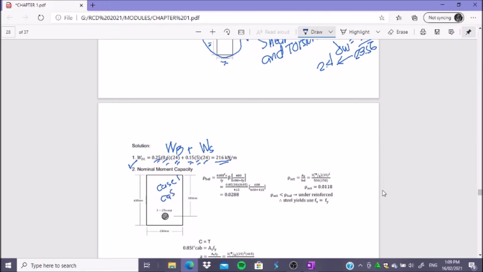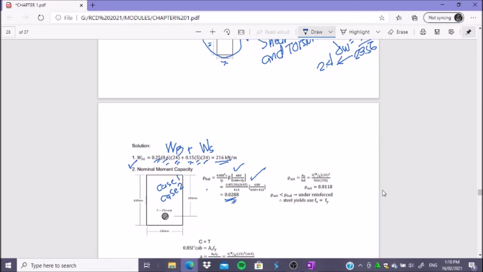Case 2. By this video, I presume you already know which is easier. So it is a rectangular beam, then we can now use the balance steel ratio for rectangular beam. There you will get 0.0288. By the way, if there are discrepancies in the computation, what is important is for you to determine the formula. If there are mistakes in the computation, that is not an issue this time. What is important is the concept of how to solve it.